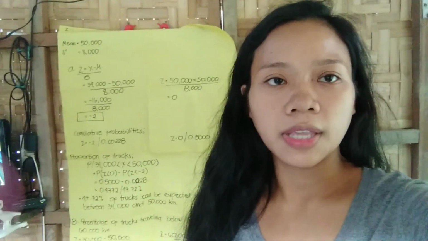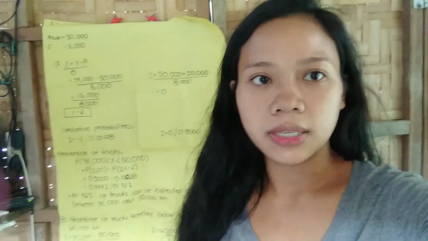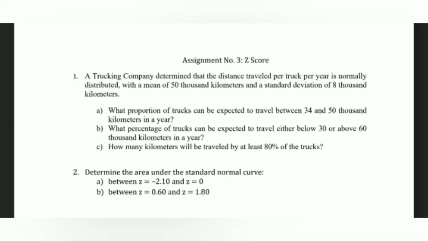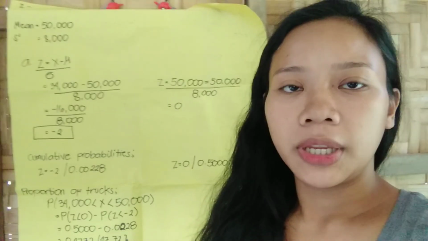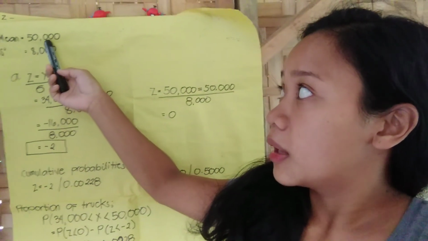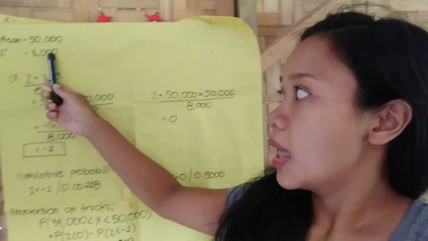Good day everyone. So for today's video, I will be discussing the z-score. For the first question, the mean and the standard deviation are given. So we have 50,000 as the mean here, and then the standard deviation is 8,000.